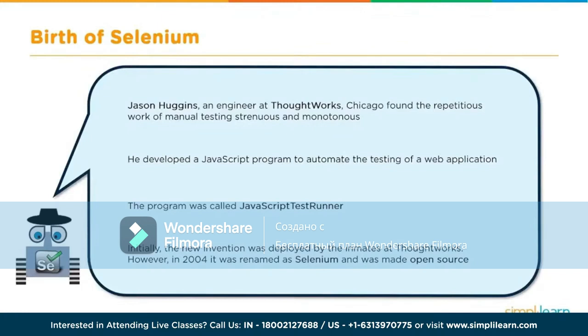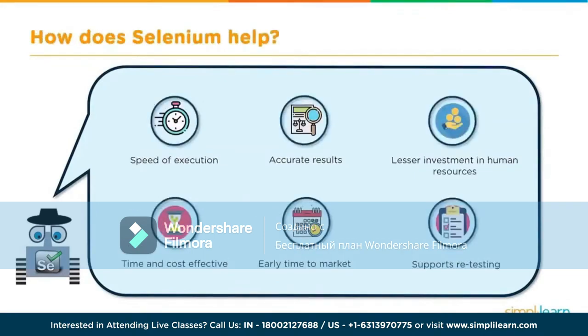And since then, Selenium has become one of the most powerful tools for testing web applications. So how does Selenium help? So we saw all the demerits of manual testing. So we can say by automation of test cases, one, Selenium helps in speedy execution of test cases. Since manual execution is avoided, the results are more accurate, no human errors. Since your test cases are automated, the human resources required to execute automated test cases is far less than manual testing. Because of that, there is a lesser investment in human resources.